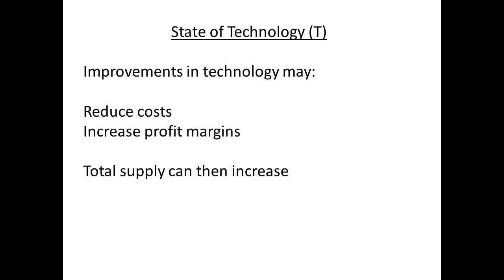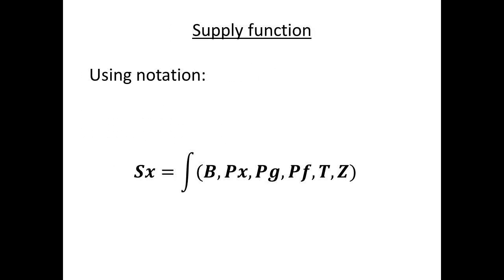Where there are changes in technology, these may reduce costs and increase profit margins. These changes have been very marked in the electronics field, with costs for producing LCD screens for televisions having fallen. We can sum up these factors by saying that the supply function is a function of B, the objectives of firms, Px, the price of good X, Pg, the price of related goods, Pf, the factors of production, T, the state of the technology, and Z, any other factors. Remember, the function sign here simply means that the supply depends upon these factors.